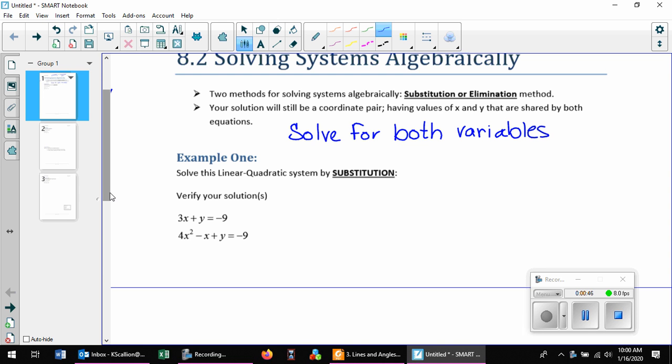Now, if you remember grade 10, you did this in grade 10. But you did it for linear. You didn't do it for quadratic, obviously. So again, your solution should be a coordinate pair. You should have values of x and y. Really, it doesn't have to be x and y. It can be a and b or whatever.